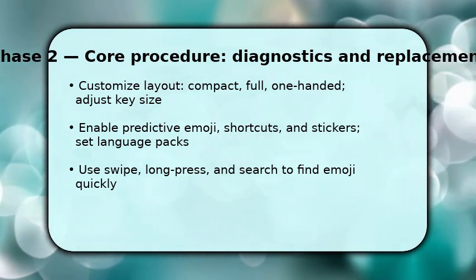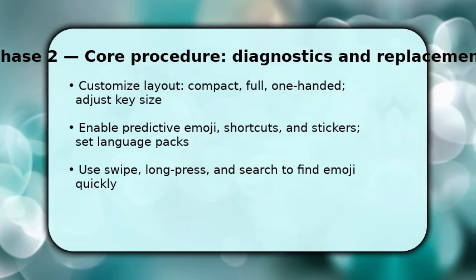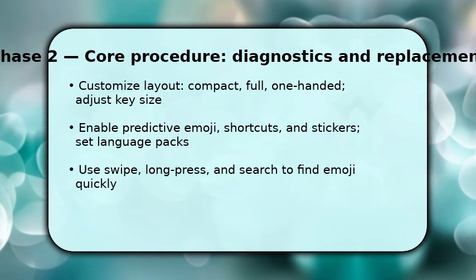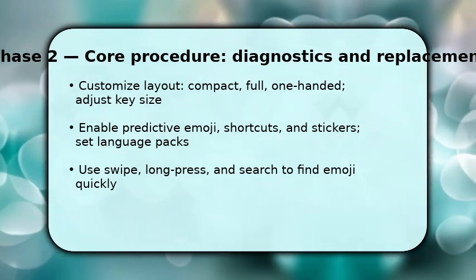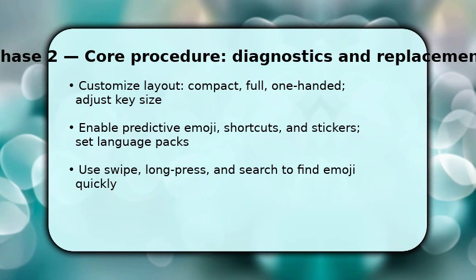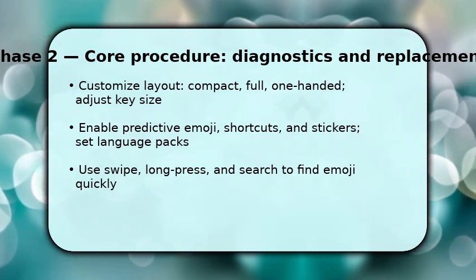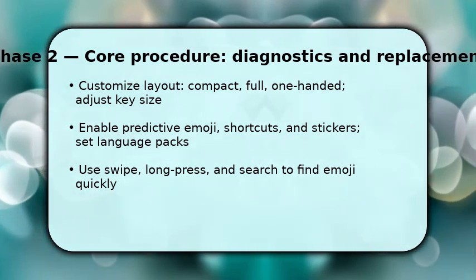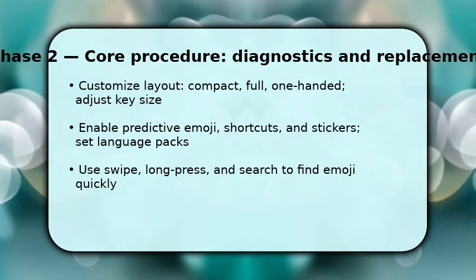Next, enable predictive emoji, shortcuts, and language packs so suggestions match your typing. Learn gestures: swipe to delete, long press for alternate characters, and tap the search icon to find emoji by keyword. Once configured, practice in messages so muscle memory forms and you speed through future conversations.